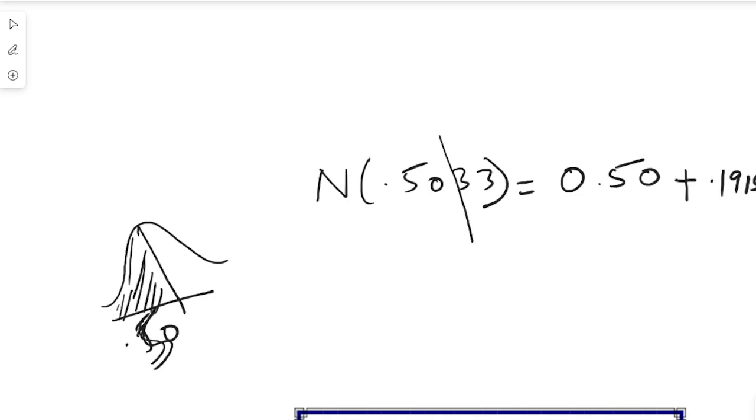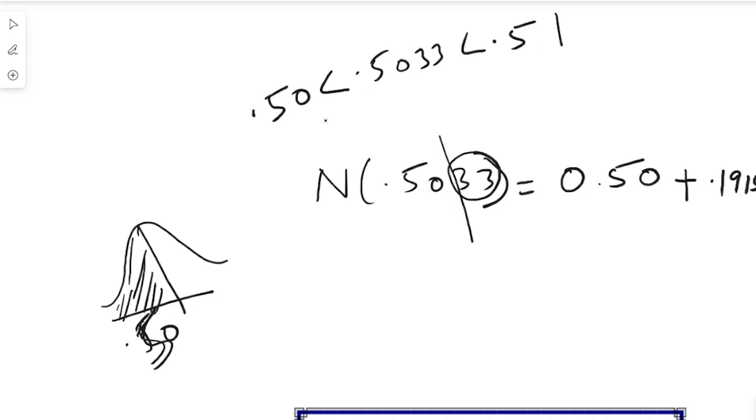Now what do we have to do? We have to find out the value of this amount as per the rule of interpolation. We know the value of 0.5033 lies between 0.50 and 0.51. Now we have to first of all find out the difference between 0.51 and 0.50. So for 0.50, the value was 0.1915.